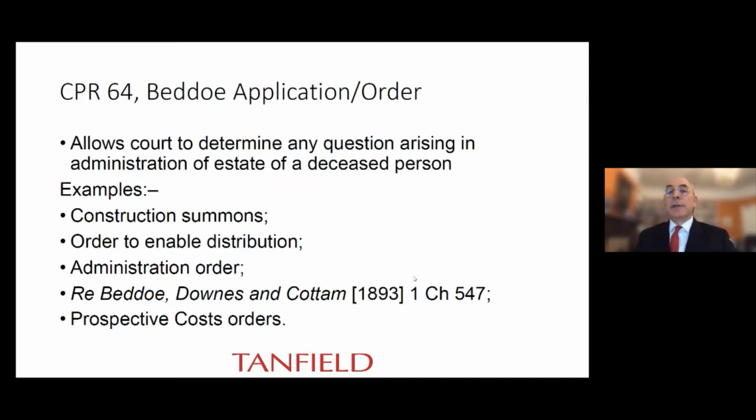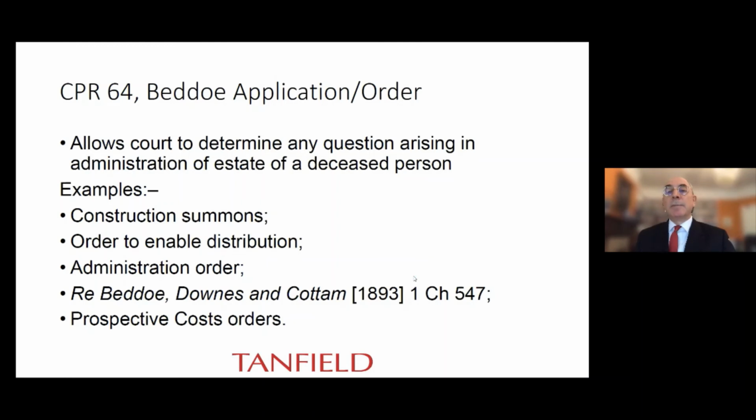If a beneficiary brings a claim under 64.2a, I should mention prospective costs orders. Here the court has power to direct in advance of the hearing that the beneficiary's costs should be paid out of the estate in any event. In the case of MacDonald and Horn in 1995, the court ruled that a prospective costs order will only be made if it is inevitable that at trial the judge would order costs to come out of the estate. Obviously that's a pretty high bar.